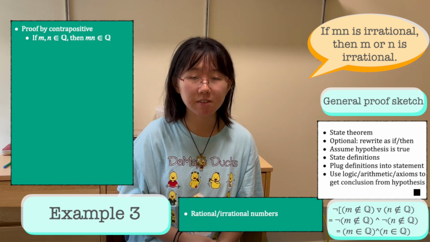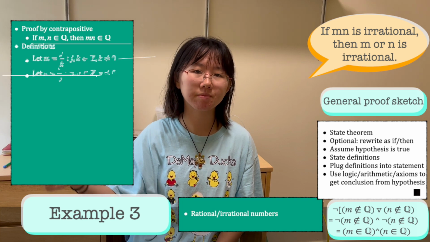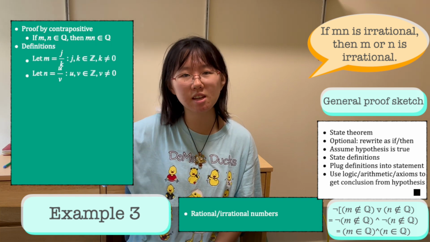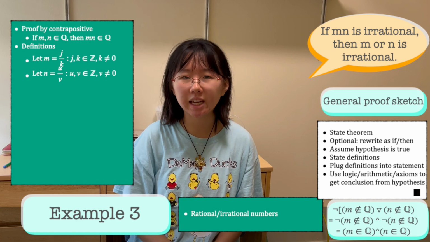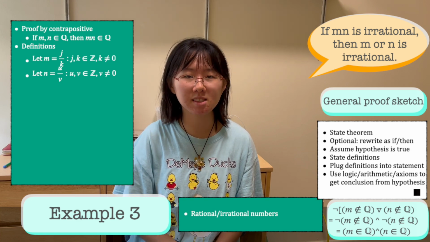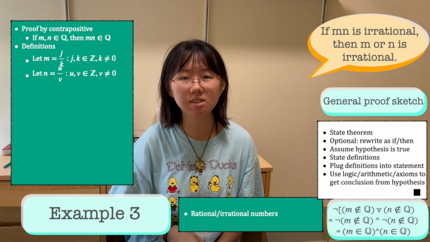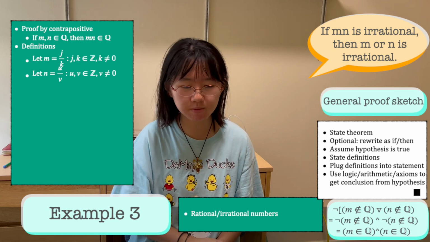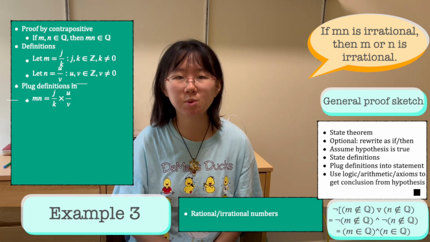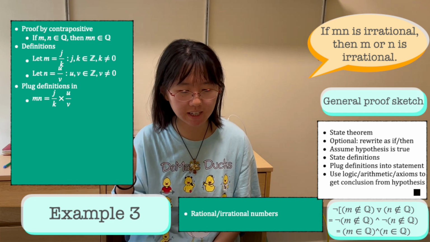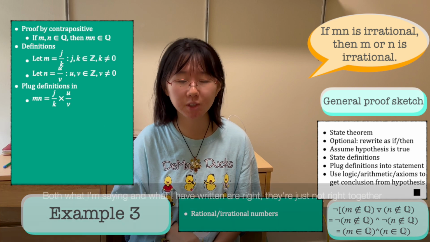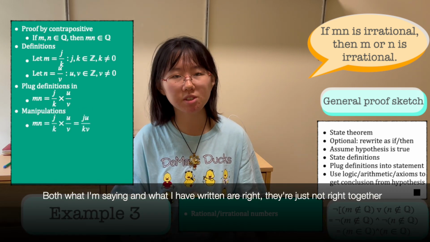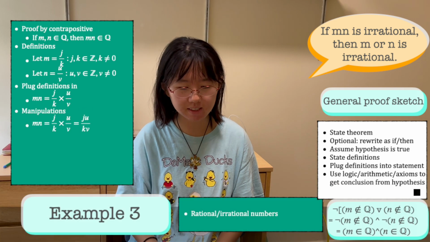So we state our definitions once again. And really, these definitions would be so much harder to come by if we'd left m or n as irrational numbers in our original question. So then we plug our definitions into our statement. We say m times n is equal to j over k times p over q. We do some manipulations, that's just multiplying in this case.